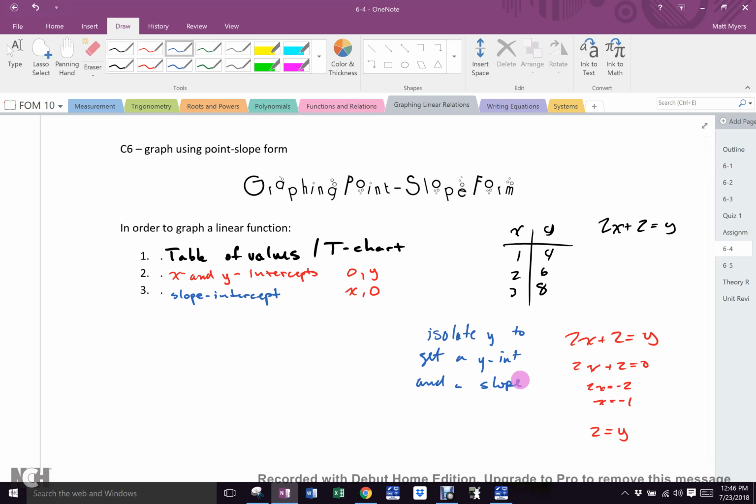Now, what is common to all 3? x and y. That's the only thing, correct? Because you don't get a slope from a table of values unless you do some algebra. You don't get a slope from the red one.